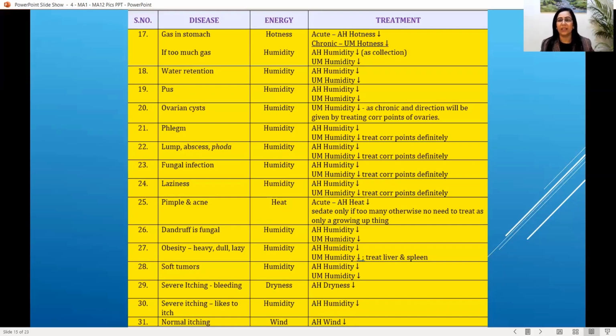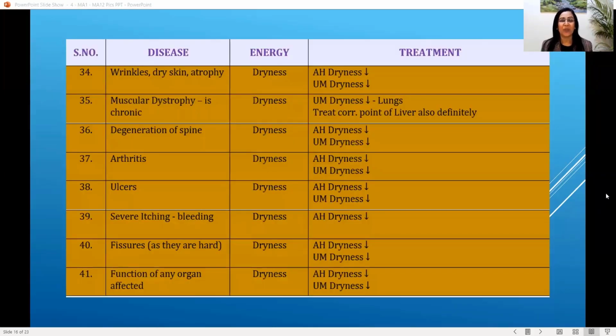And normal itching is just a movement that you do or don't do, it doesn't really matter, but you can sedate wind if you want. All right, next comes dryness energy, which is the second descending energy. And in dryness energy, if you remember, there is contraction, dryness, hardness, whatever. Not hardness, that goes into coldness energy, but there is a lot of dystrophy of the organs.